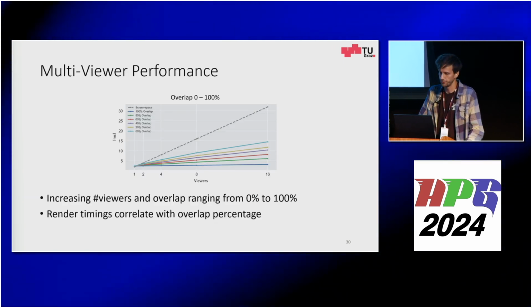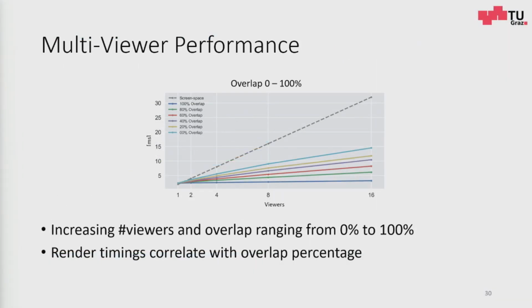Now for multi-view evaluation, we conducted an experiment with an increasing number of viewers and fixed overlaps. The gray dotted line is the screen space reference where each view is rendered separately. And the colored lines are render timings for different overlaps. And as you can see, higher overlap and more viewers lead to greater savings and show the sublinear scaling here.